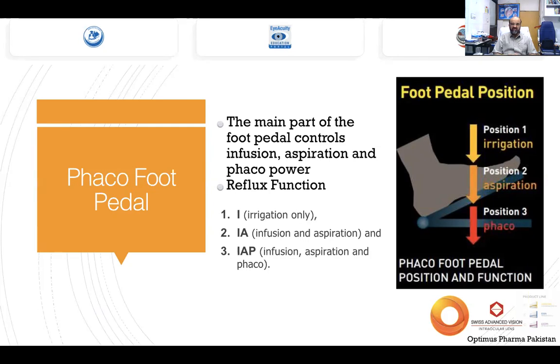The first step is irrigation. The second step is IA, infusion aspiration. And the third step is IAP, infusion aspiration and phaco. And the phaco is generally linear. The closer we go to the ground and its lower part, the more energy is being produced.